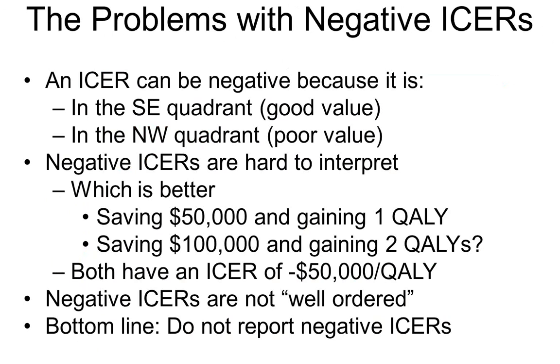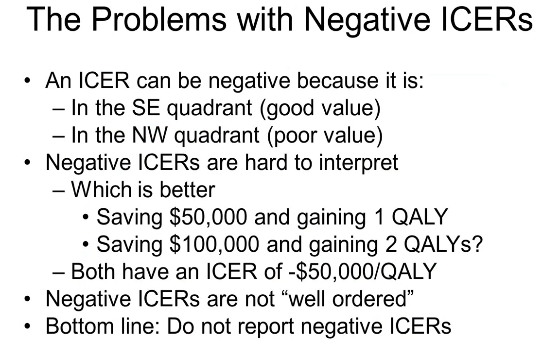So, a point about negative ICERs. An ICER can be negative because it's in the southeast quadrant, which, remember, we said was really good because it saved money even though it improved health, or it could be negative because it's in the northwest quadrant, which is really bad because now we are spending money and getting worse health. So negative ICERs can be really tricky to interpret because it depends which quadrant they're in. Negative ICERs are also hard to interpret. Economists like to say they're not well ordered.